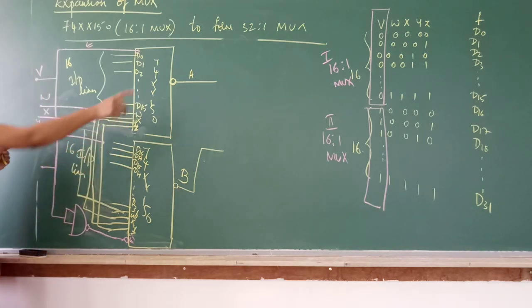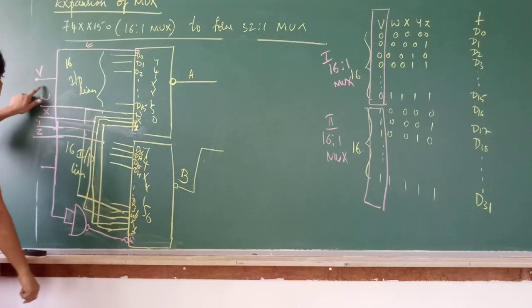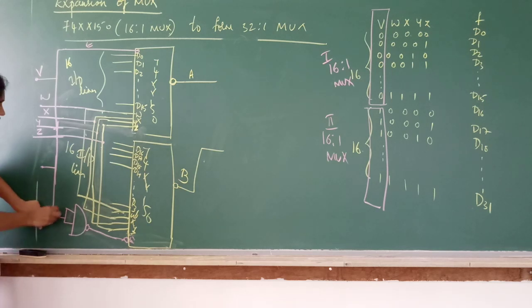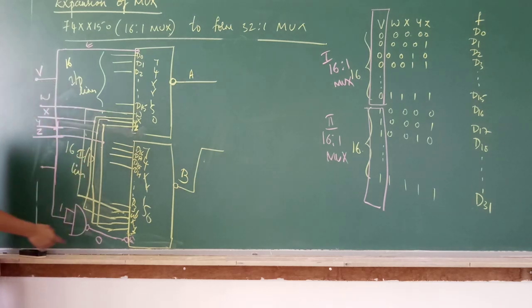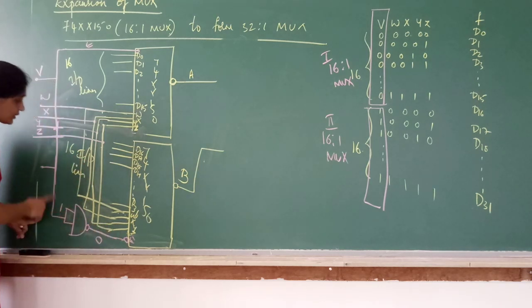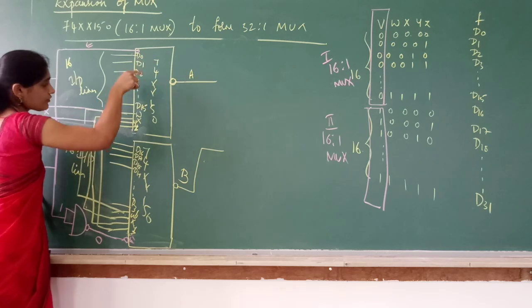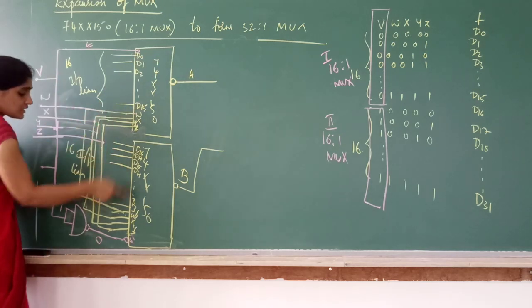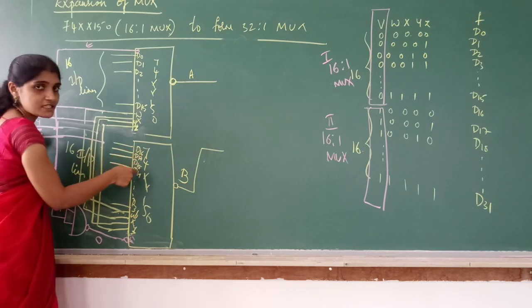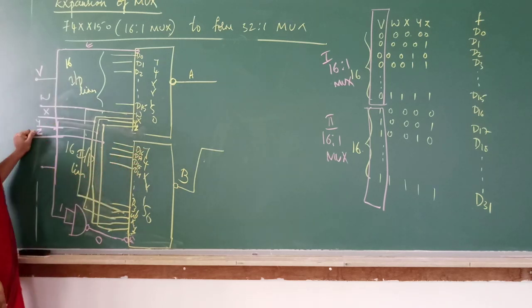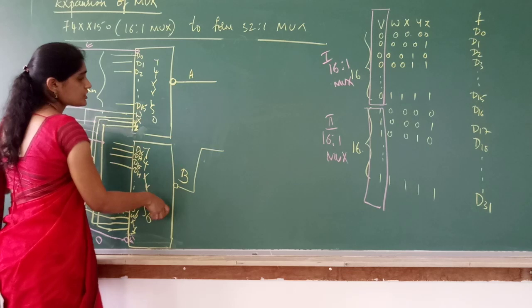Okay. Next, for the next combination, V is equal to 1. So if you are giving V as 1, the enable of the first mux becomes 0 for this enable, but 1 for this enable. So this is off. This is not acting as a mux. Now this is used as a mux, and you are going to get D16, D17, D18, D19 till D31. So you are getting two outputs here.